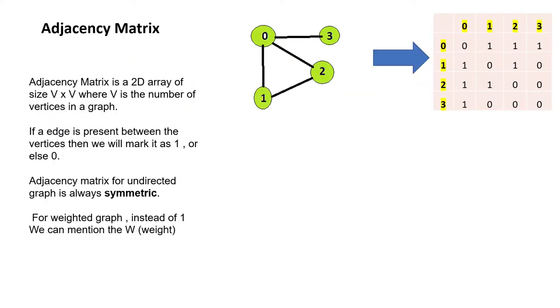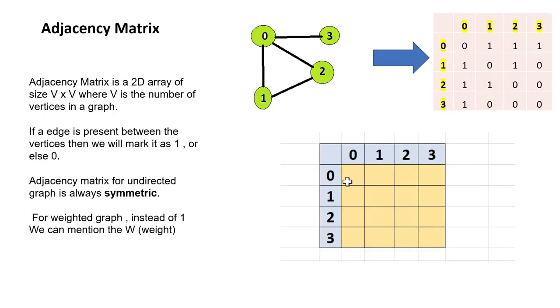First I will start with the adjacency matrix. An adjacency matrix is a 2D array of size V cross V, where V is the number of vertices in a graph. Here, one graph is present, and this is the array representation of it. It's a 2D array where all the nodes are present horizontally and vertically. If a connection exists between them, we mark it as 1, and if there is no connection or no edge is present, we mark it as 0.